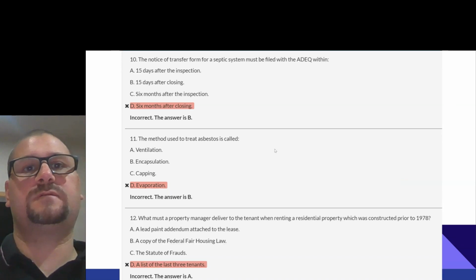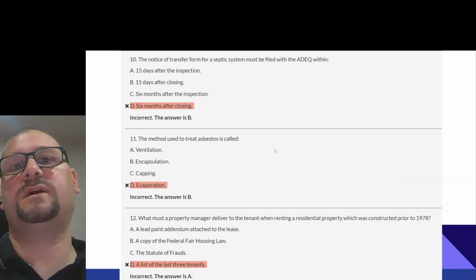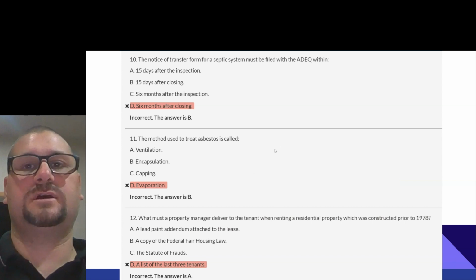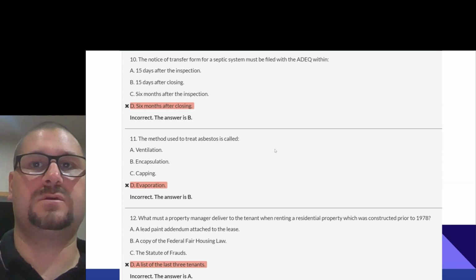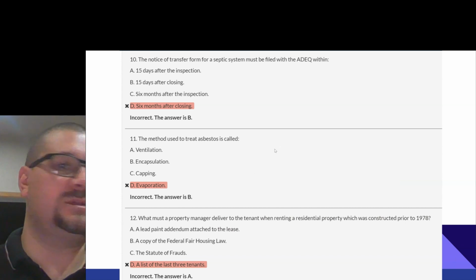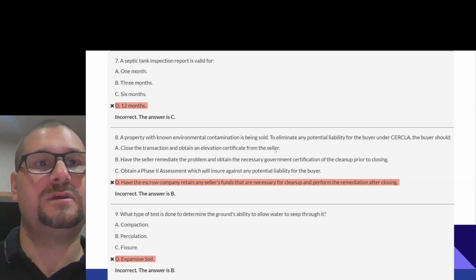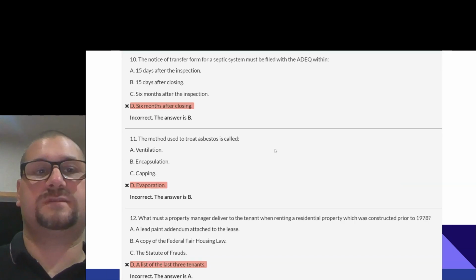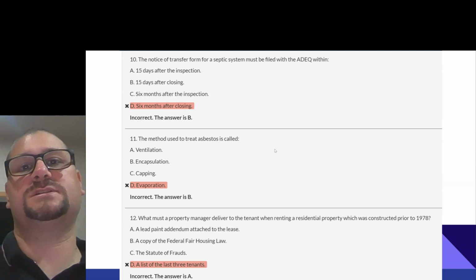The notice of transfer form for a septic system must be filed with the ADEQ within how many days? Or within how long? This one's going to be Bravo, 15 days after closing. So again, how long do you have? A septic system inspection report, how long is it valid for? 6 months. The notice of transfer form for a septic system must be filed with ADEQ within how long?